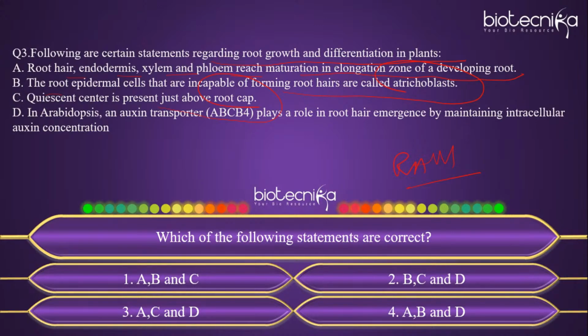And then Arabidopsis auxin transporter ABCB4. Okay, ABCB is a type of transporter. It helps in the transportation of different hormones also. ABCB is a very important transporter of auxin. It plays a role in root hair emergence by maintaining intracellular auxin concentration. So students, can you guess which can be the correct option? Yes, Subhash is saying A. Okay.